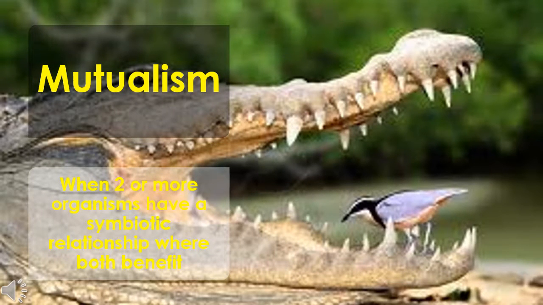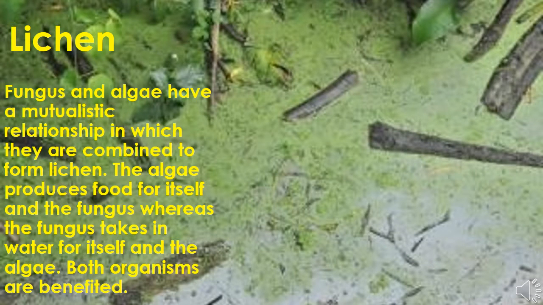Mutualism is when two or more organisms have a symbiotic relationship where both benefit. An example of this is lichen. Fungus and algae have a mutualistic relationship in which they are combined to form lichen. The algae produces food for itself and the fungus, whereas the fungus takes in water for itself and the algae. Both organisms are benefited.